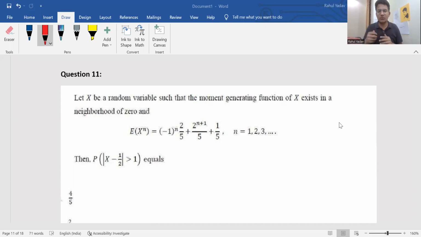Today we are going to solve a few more problems from the IITJAM 2023. So let's have a look at problem number 11. This problem is for 2 marks, which means it will take some time.